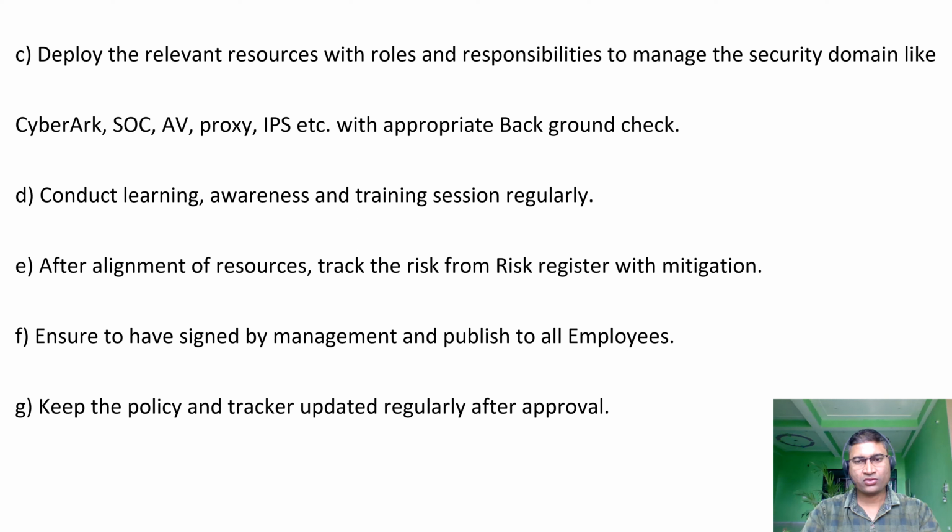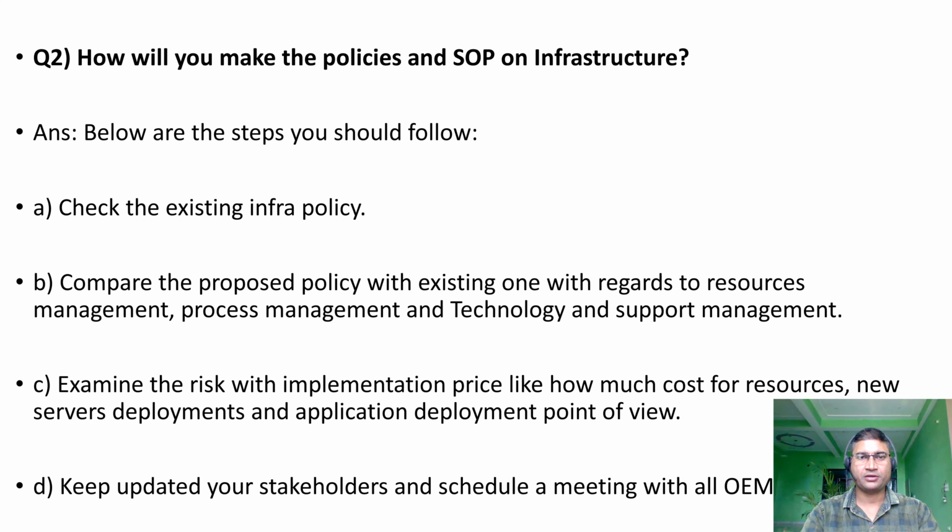After point number E, I think 80% of your policies have been covered in this part. After this, consult your management, saying this is the policy, and ask what needs to be included from their point of view if I missed anything. Then take the management sign-off and publish to employees, because a policy is a document which requires circulation to every employee. Keep the policy and tracker updated regularly after approval. Generally, a tracker should be updated every day. The risk register is updated every day or after a week, depending upon the size of your organization. The policy update you can do once a year or once half-yearly, depending upon the size of the organization.